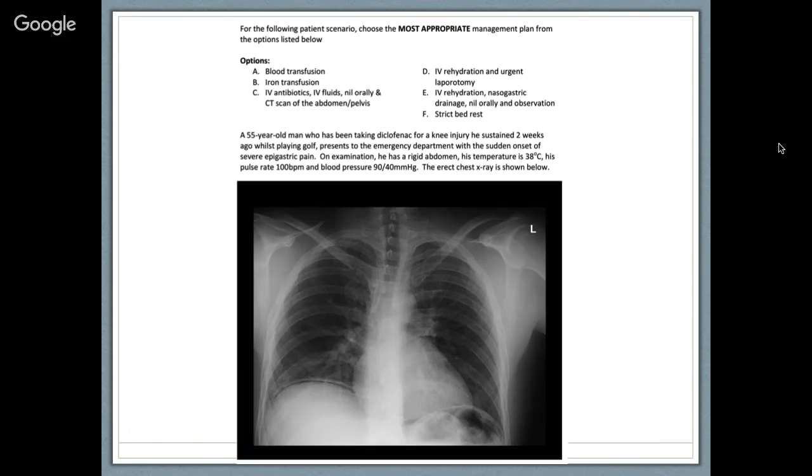A 55-year-old man had been taking diclofenac, an NSAID, for a knee injury he sustained 2 weeks ago while playing golf. He presents to the ED with sudden onset of severe epigastric pain. On examination, he has a rigid abdomen, his temperature is 38, his pulse rate is 100 BPM, blood pressure 90 on 40, and an erect chest x-ray is shown below. Does anybody know what the answer for this would be? Yeah, good. And how can you tell?